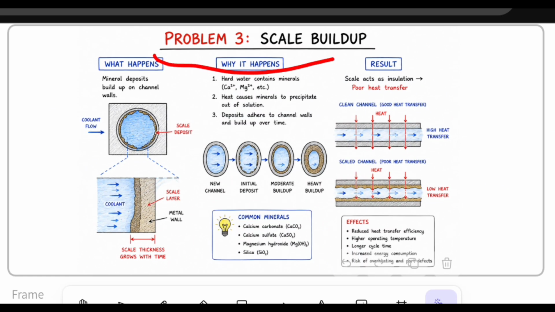Problem number 3 is scale buildup inside the cooling channels. Minerals present in the water slowly deposit on the channel wall. Over time, this forms a hard insulating layer. Even though coolant is still flowing, heat cannot pass efficiently through the scale. Heat transfer drops, the cooling cycle becomes slower, and the cycle time increases. Regular cleaning and proper water treatment help prevent this problem.